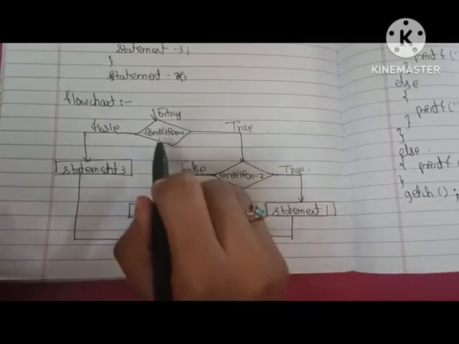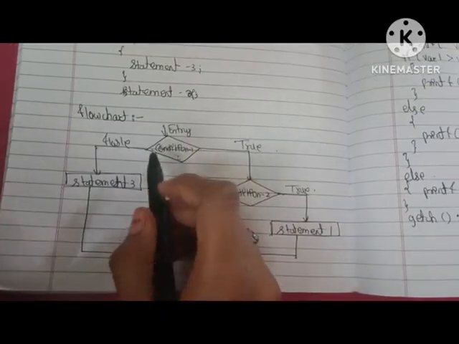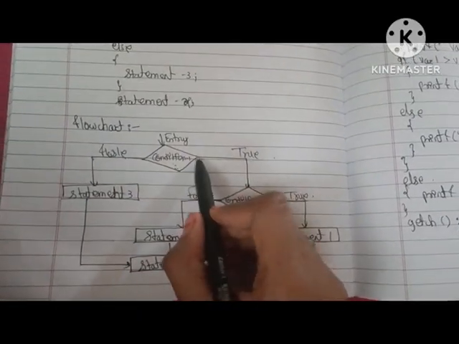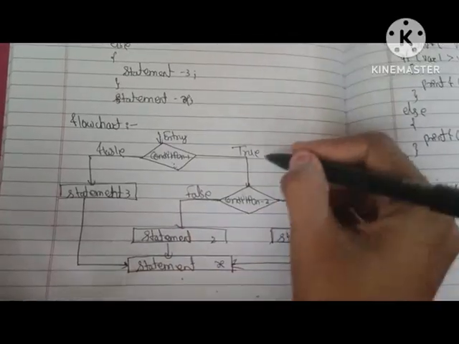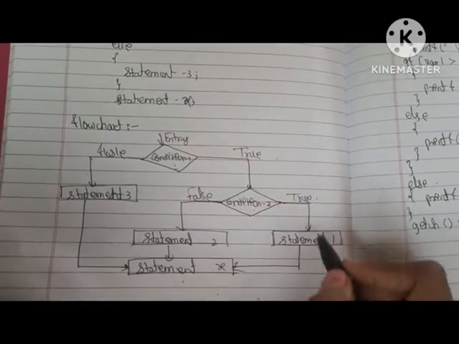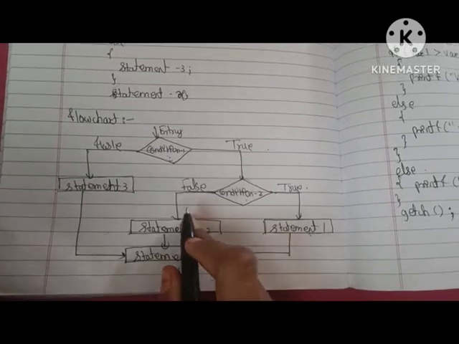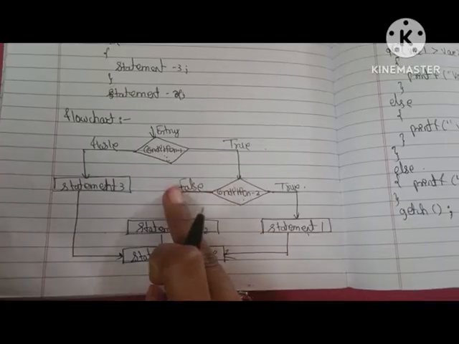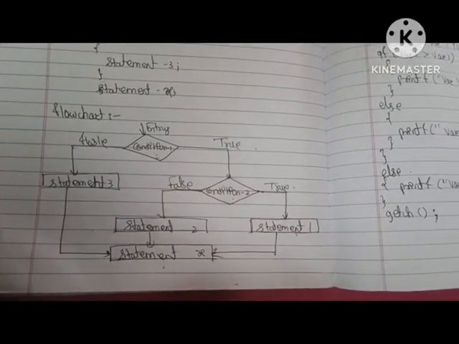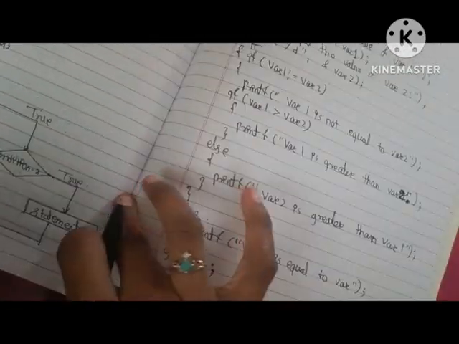If the first condition is false, then it directly goes to statement 3. If the condition is true, then it checks the second condition. If it is true, then it goes to statement 1. If it is false, it goes to statement 2. Let us understand this by a program.